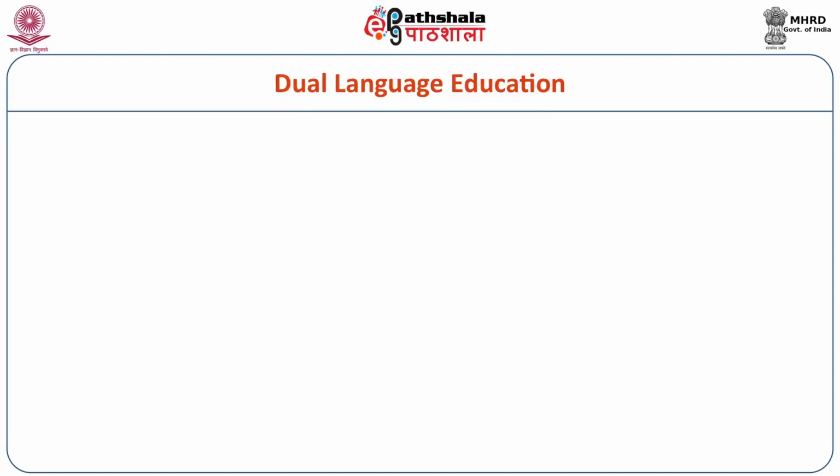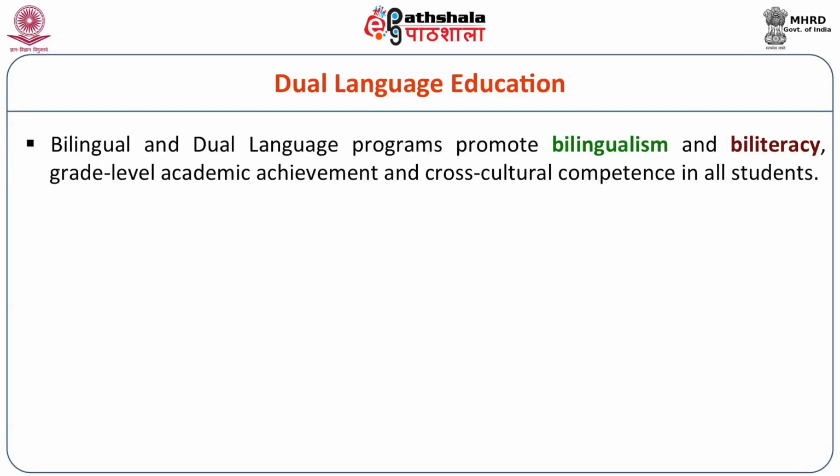Now, there is one more word you will come across, that is dual language education or bi-multilingualism. It means varieties of the same language and different languages. Bilingual and dual language programs promote bilingualism and biliteracy. Now you just understand the difference between bilingualism and biliteracy.